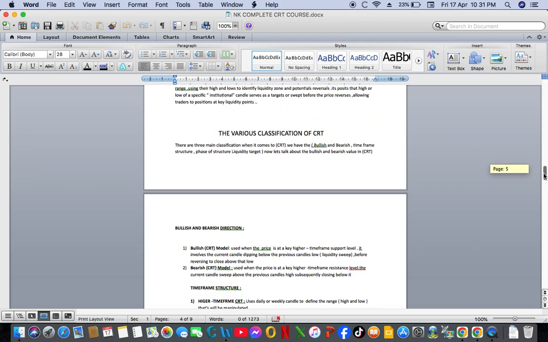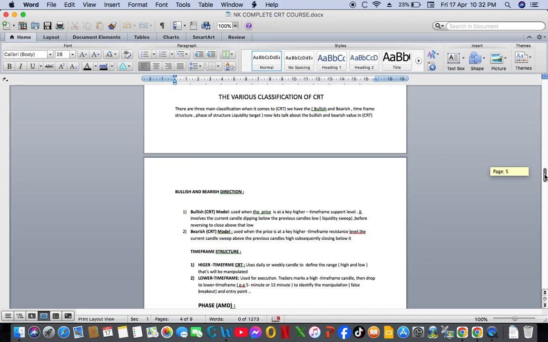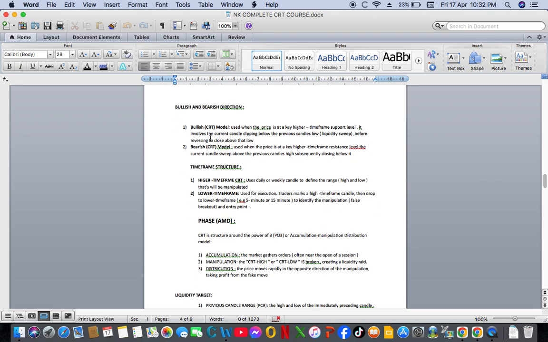You have the various classifications of CRT here. There are three main classifications of CRT. You have the bullish, you have the bearish, higher time frame structure, phases, and so on. But we want to talk about the most important things, which are the bullish and the bearish direction. So let's take for example the bullish CRT model, used when the price is at a key higher time frame support level. It involves the current candle dipping below the previous candle's low, a liquidity sweep, before reversing to close above the low.